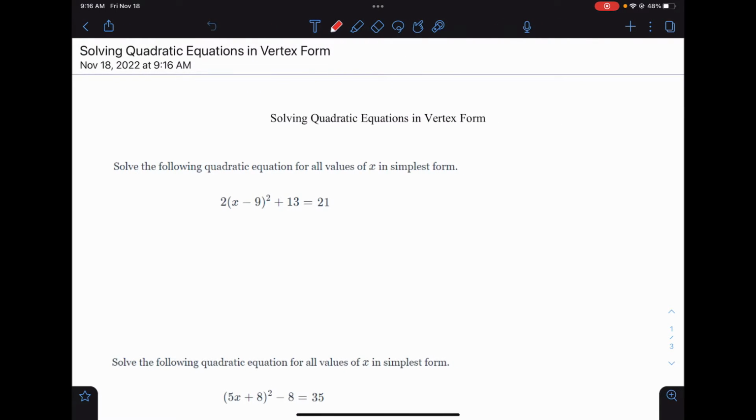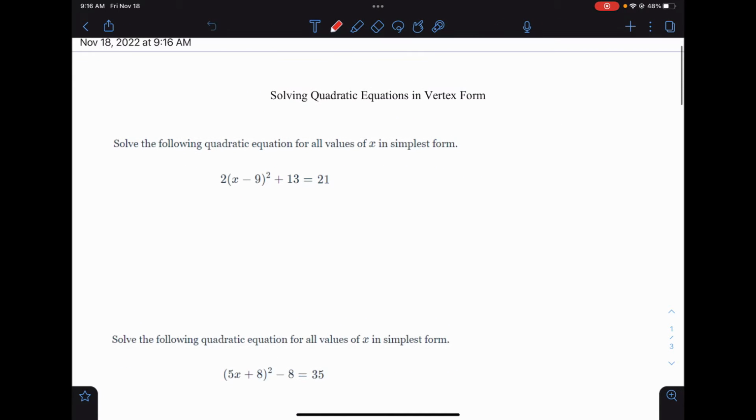Hi Math 2 friends! So today we're going to go over how to solve quadratic equations that are given to you in vertex form. So far we've gone over how to factor to solve, right? You factor the quadratic, set the factors equal to 0 and solve that way. And the other method we've learned is the quadratic formula.